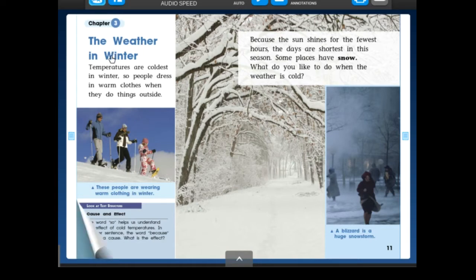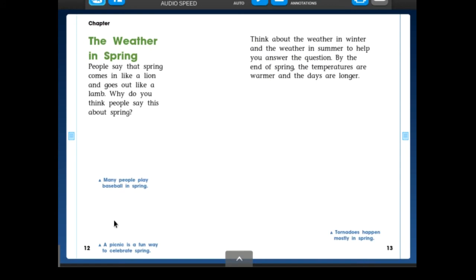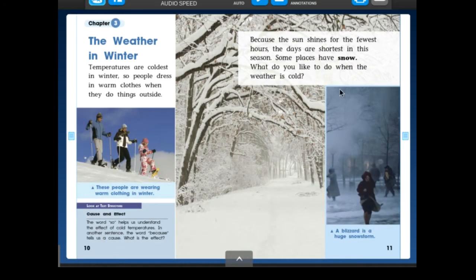So, the weather in winter. Temperatures are coldest in winter, so people dress in warm clothes when they do things outside. Because the sun shines for the fewest hours, the days are shortest in this season. Some places have snow. Some places have snow. What do you like to do when the weather is cold? So look at that beautiful snow on the trees and on the ground. A blizzard is a huge snowstorm. That's not as much fun. These people are wearing warm clothes in the winter.